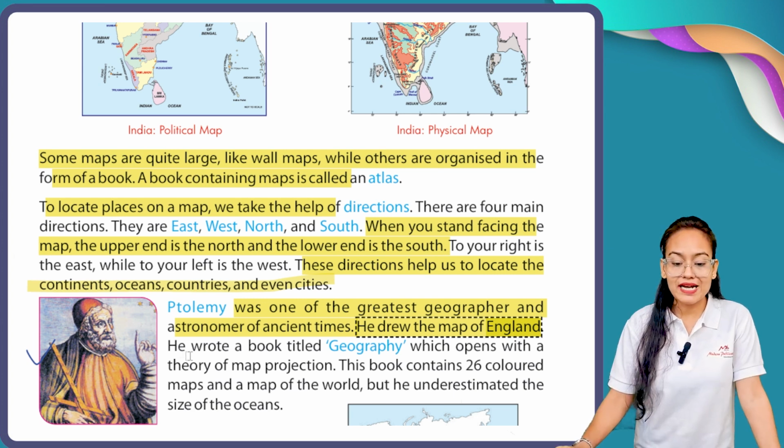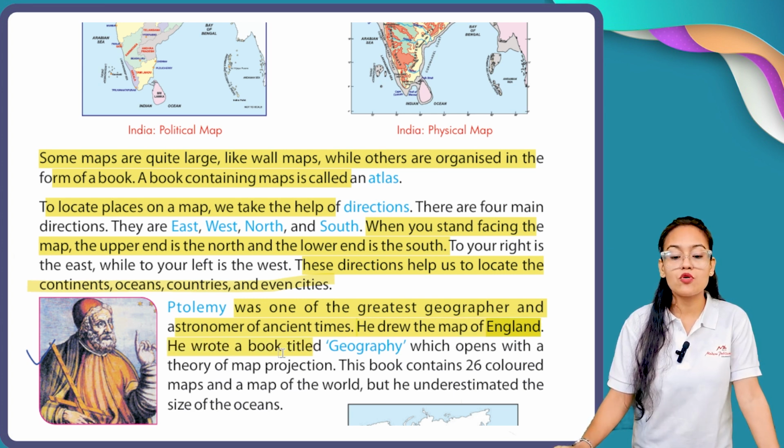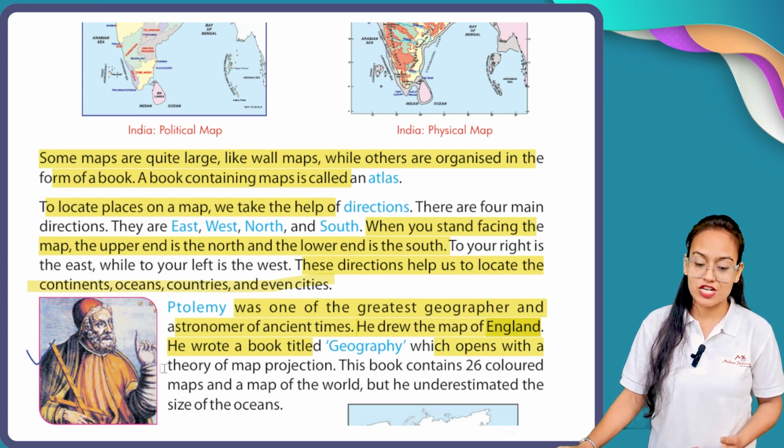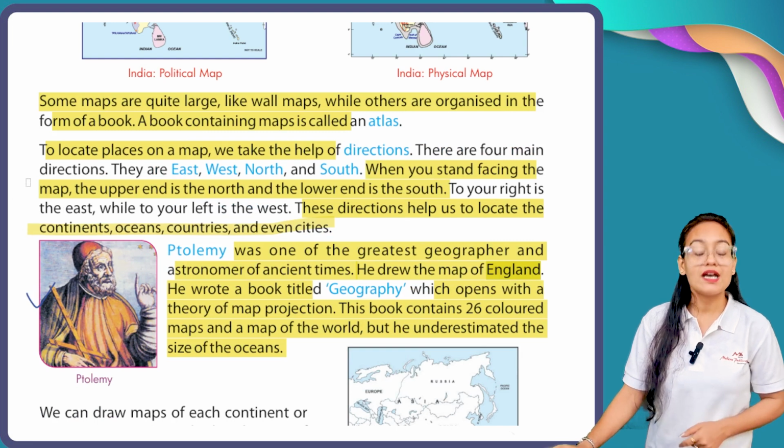He wrote a book titled Geography, which opens with the theory of map projection. This book contains 26 colored maps and a map of the world, but he underestimated the size of the ocean.